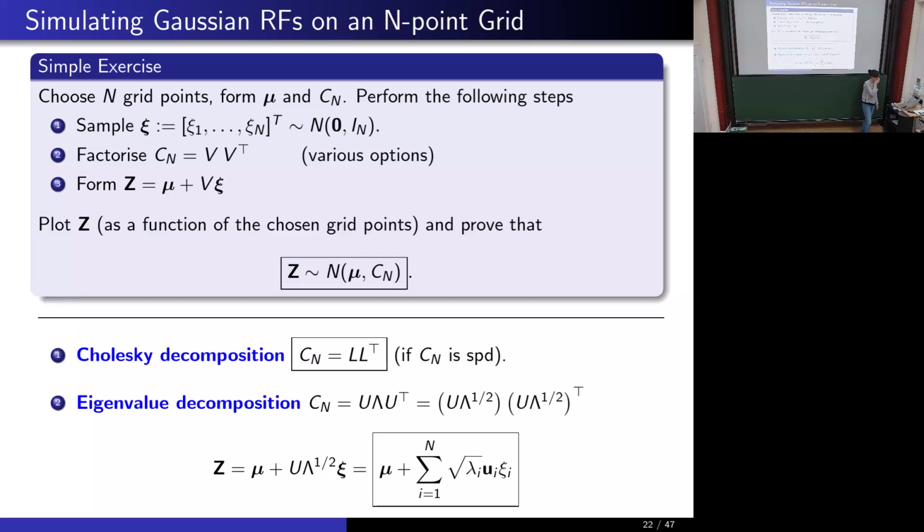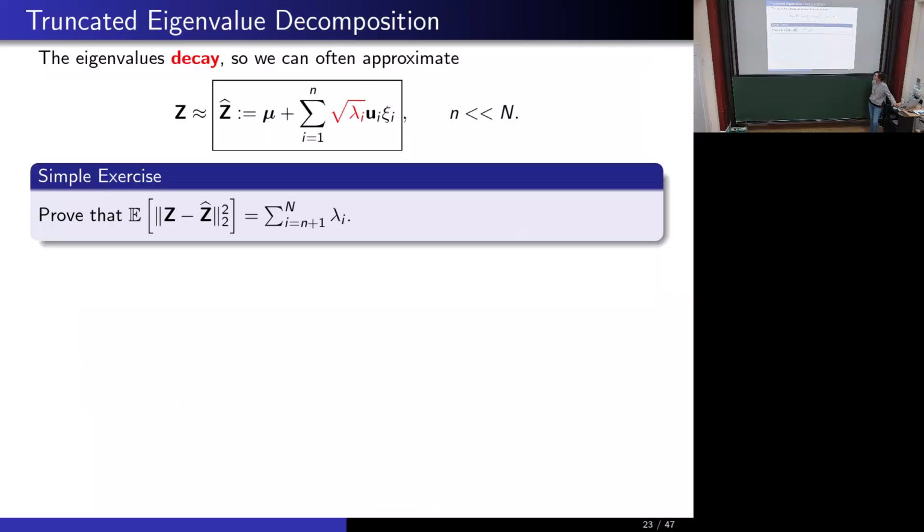Okay? So n, capital N, might be quite large. Computing all the eigenvalues and all the eigenvectors can be computationally very expensive if that number is large. So why am I emphasizing this? The eigenvalues will decay, right? And that's something that we can leverage in different ways when it comes to doing numerical computations.